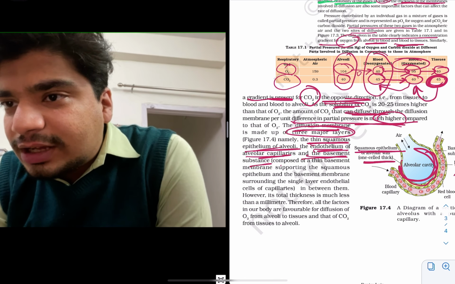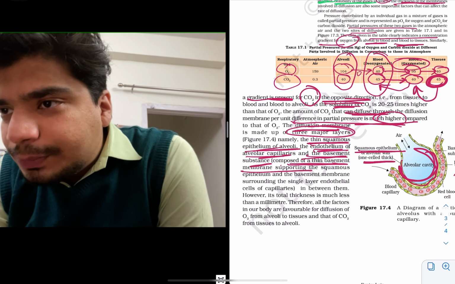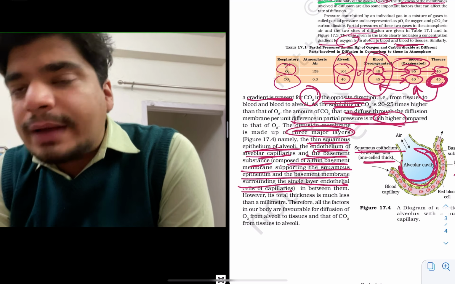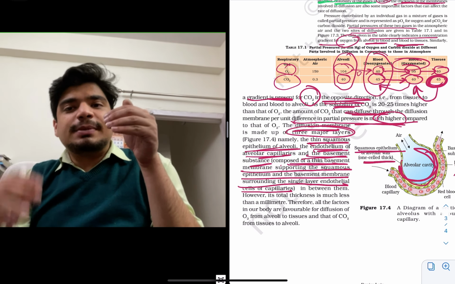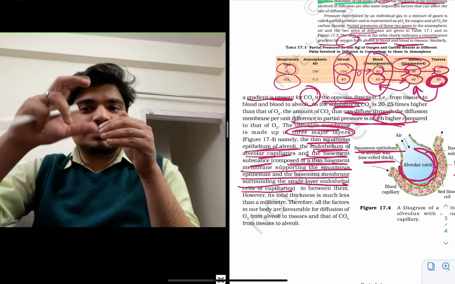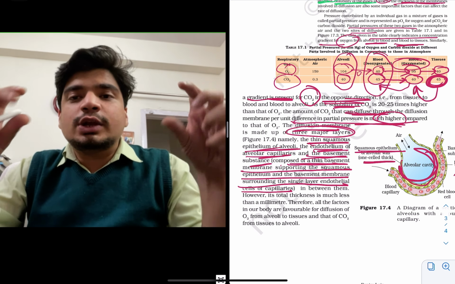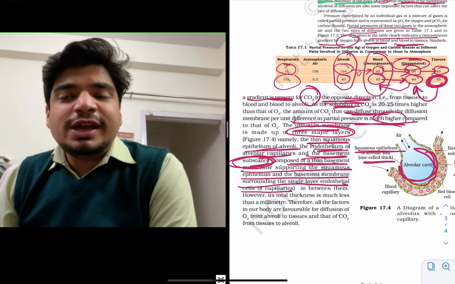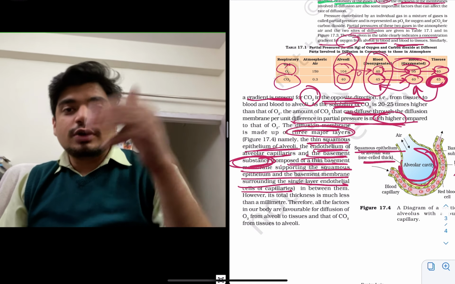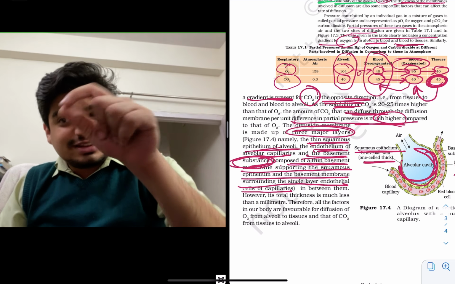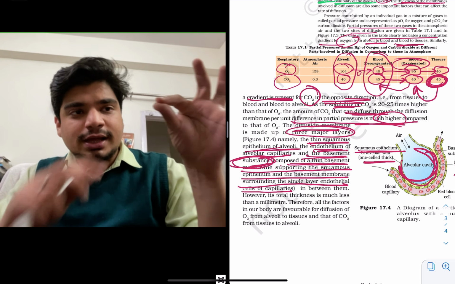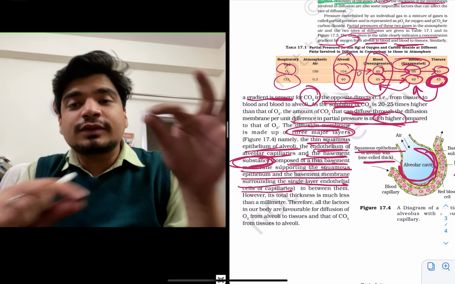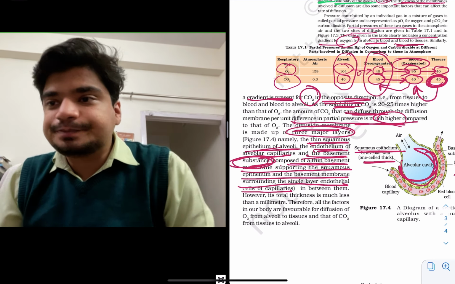And the basement substance. Composed of thin basement membrane supporting the squamous epithelium and the basement membrane surrounding the endothelial cells of capillaries. So both the endothelial cells of capillaries and the alveoli, both will have a basement membrane. These two will combine together to form the basement substance. Okay. So these are the 3 layers that are involved in diffusion. What are they? First is a single thin lining of alveoli, then the basement substance, and then the single thin lining of the endothelium. Okay.